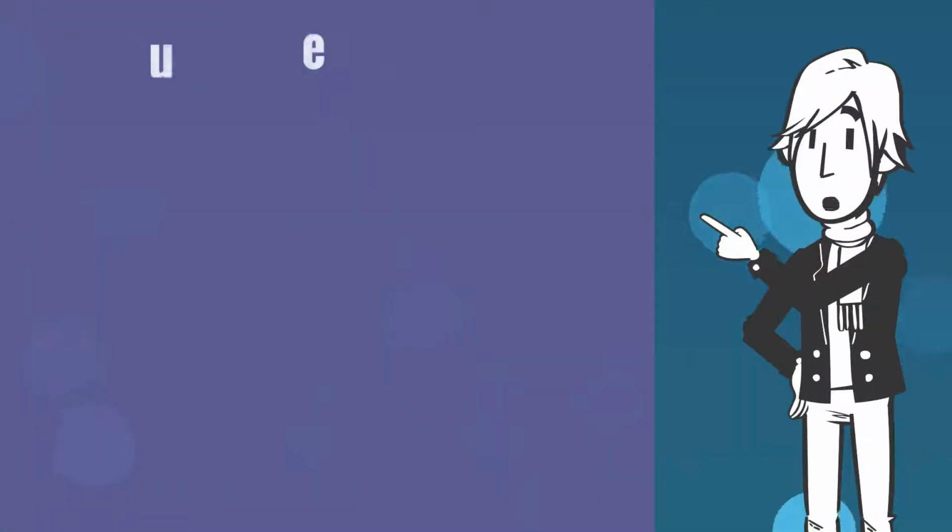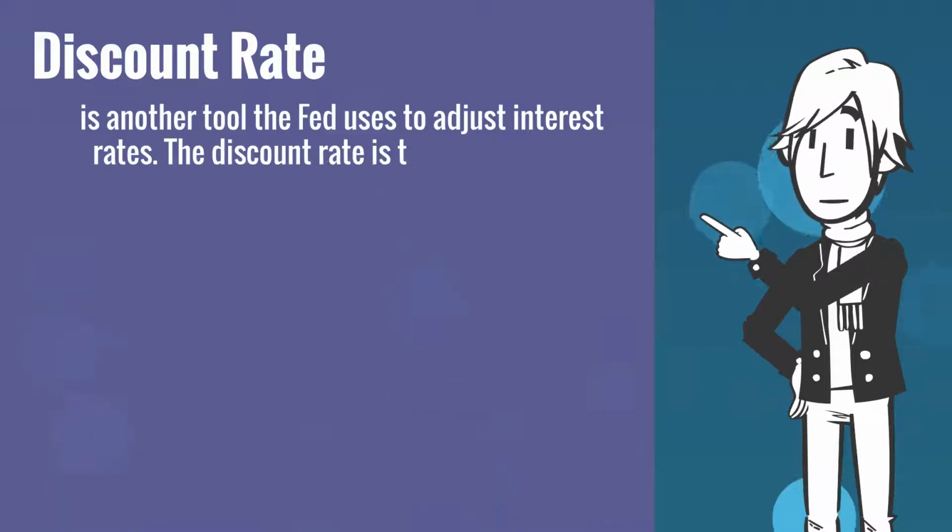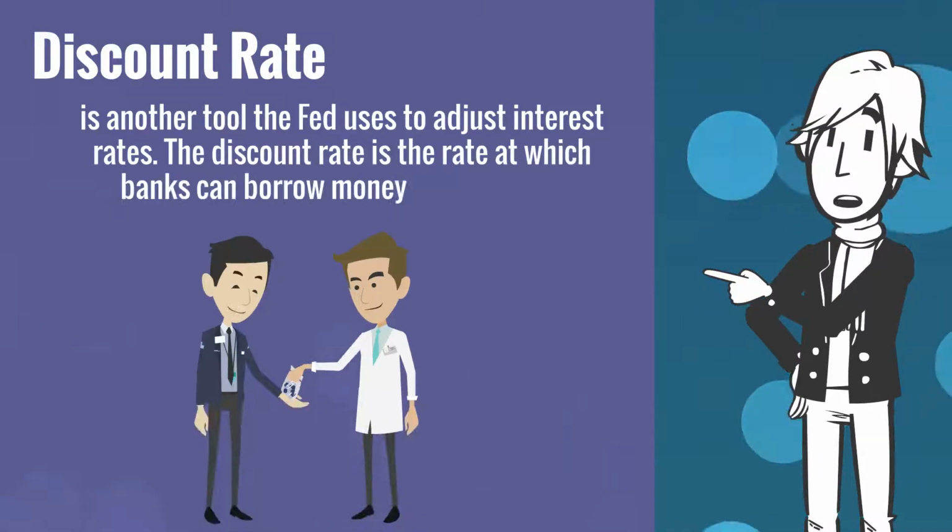The discount rate is another tool that the Fed uses to adjust interest rates. The discount rate is the rate at which banks can borrow money from the Fed.